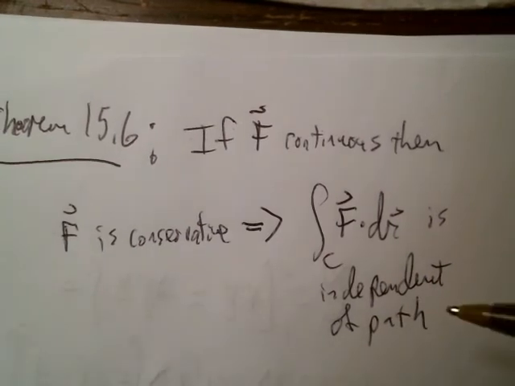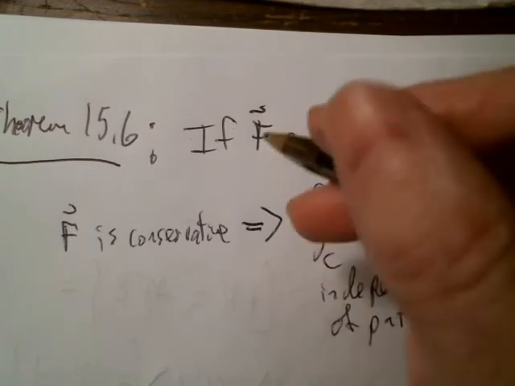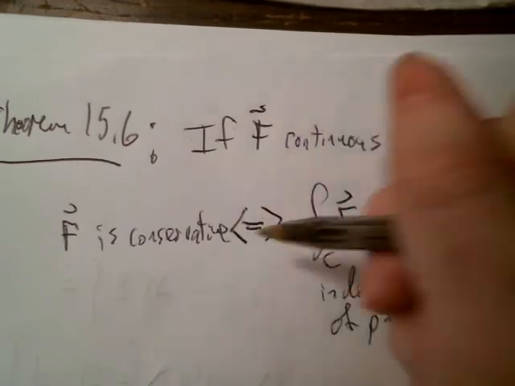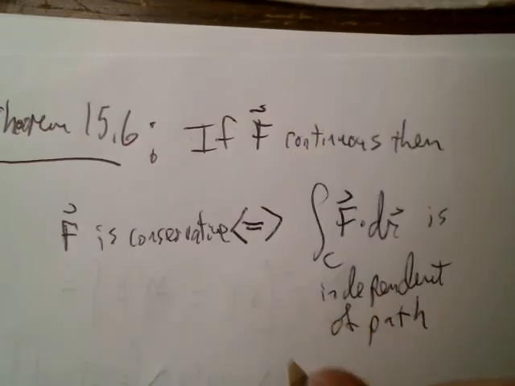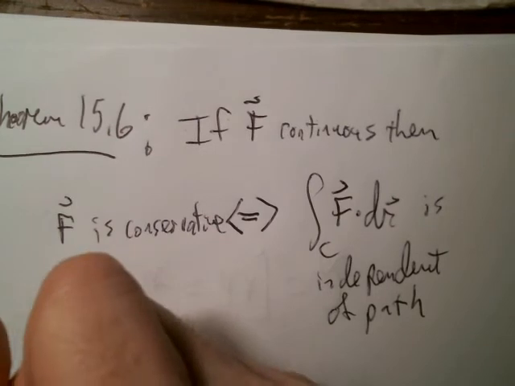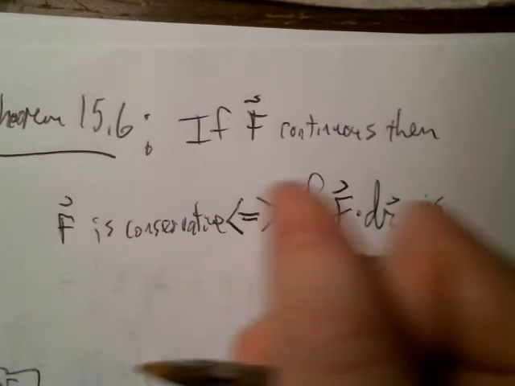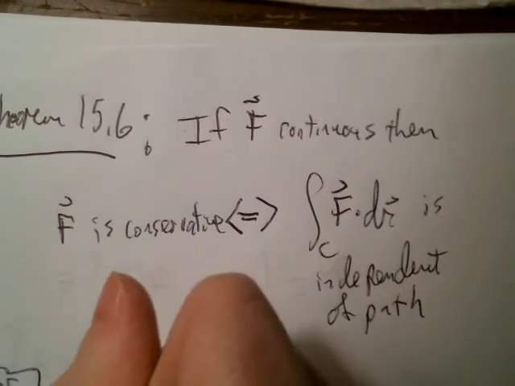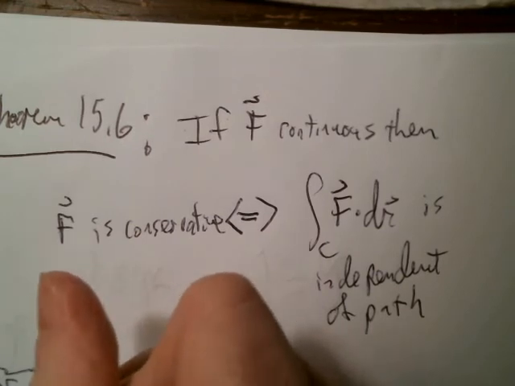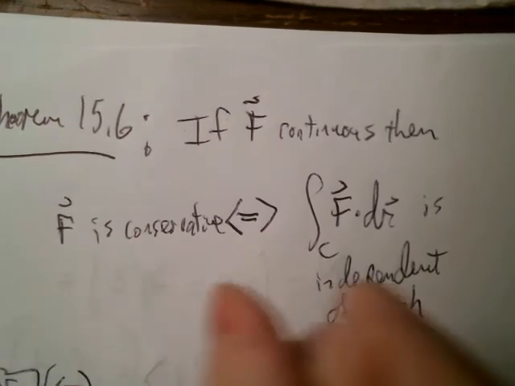Okay, and this is clear because the fundamental theorem of line integrals says if the vector field is conservative, then all you have to do is evaluate the potential function at the endpoints. So it doesn't really matter the path, right? So that's clear. The other direction, not so clear. If something is independent of path, then it implies that F is conservative. So we want to prove that other direction: if F is independent of path, then it's conservative.